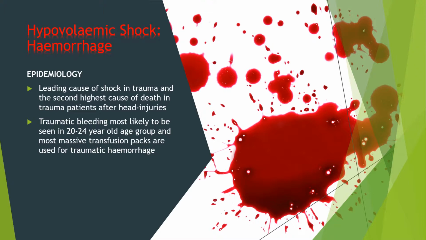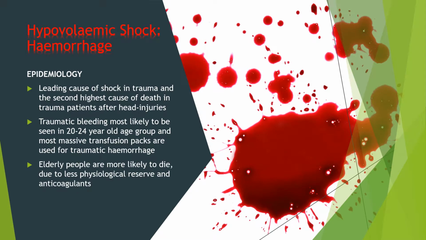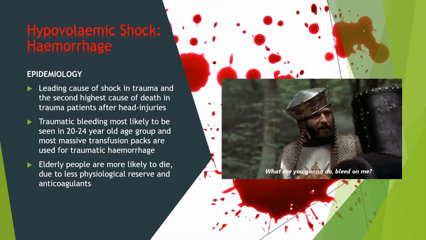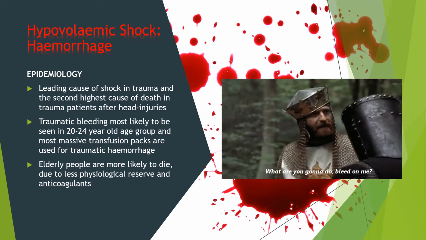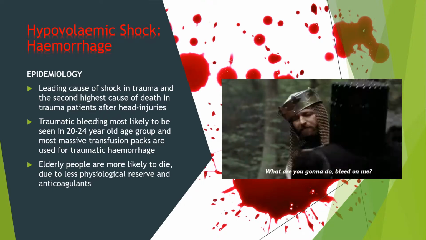And most massive transfusion packs are used for traumatic hemorrhages. While elderly people aren't usually seen in the most affected demographics, they are more likely to die than younger people due to less physiological reserve, and also because many of them are on anticoagulant or antiplatelet medication, which impairs the body's ability to stop bleeding. So, as one of my favourite scenes from Monty Python, what are you going to do, bleed on me?